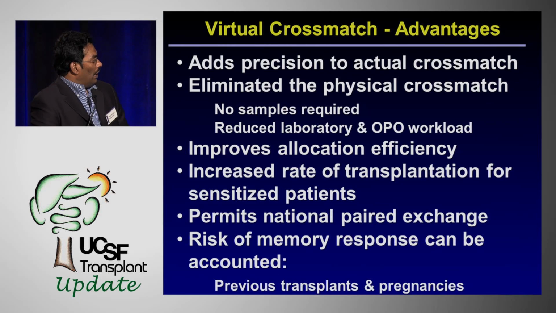Then it improves allocations, and it increases the rate of transplantation, particularly in the sensitized people. And it permits a national paradigm change, and also one can count the risk of memory response. If you know what the memory mismatches from the previous transplant are, you can avoid those antigens also. So in comparison to this, the virtual cross-match is a very powerful technique. If you define the antibodies and antigens in a precise manner, you can predict your cross-match very well.